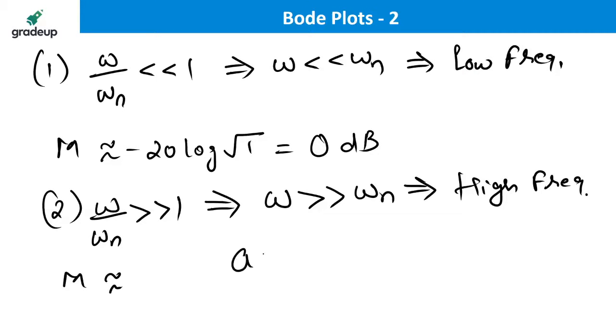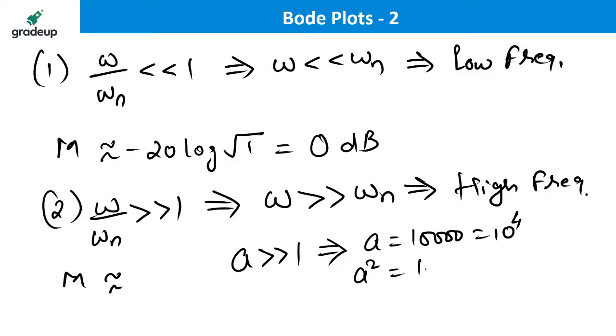Suppose a is much greater than 1. Yugandhar, let's take zeta for underdamped. Let us take it as underdamped right now. So if a is greater than 1, suppose a is equal to 10,000. That is basically 10 raised to the power 4. So what is a square? A square is 10 power 8. But what is a power 4? It is 10 raised to the power 16.